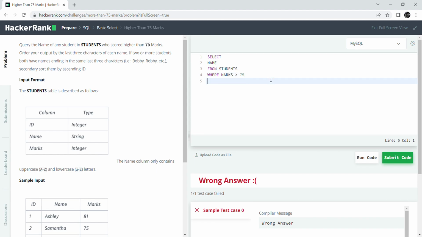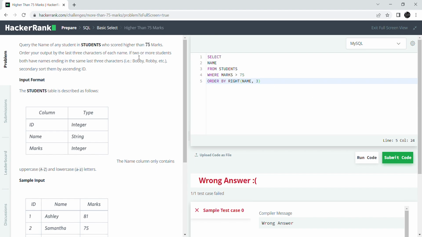What we will write, we already know: to sort any SQL query we use the order by keyword. Order by last three characters, and we also know that to get the last three characters from any string we use RIGHT. And the field we are looking into is the name field. So we write name, and for the last three characters we use 3, because 3 will give me the last three characters from the name field. So order your output by the last three characters of each name, and this has been done.